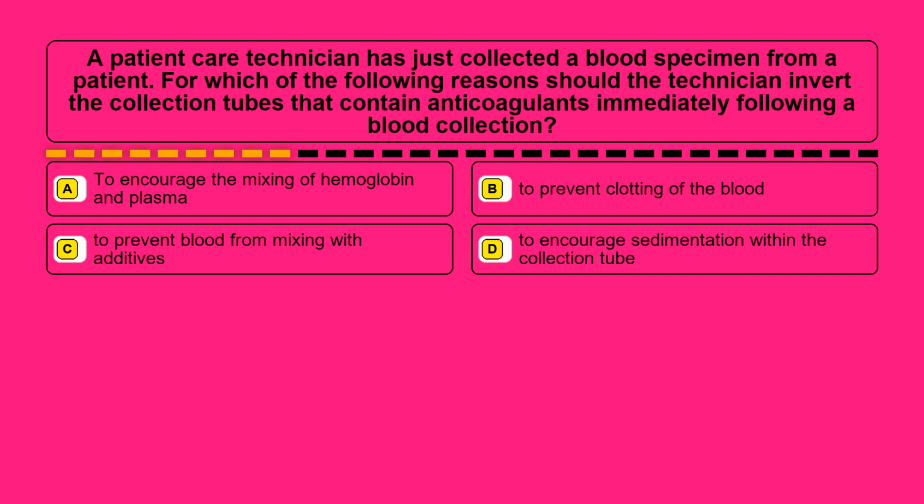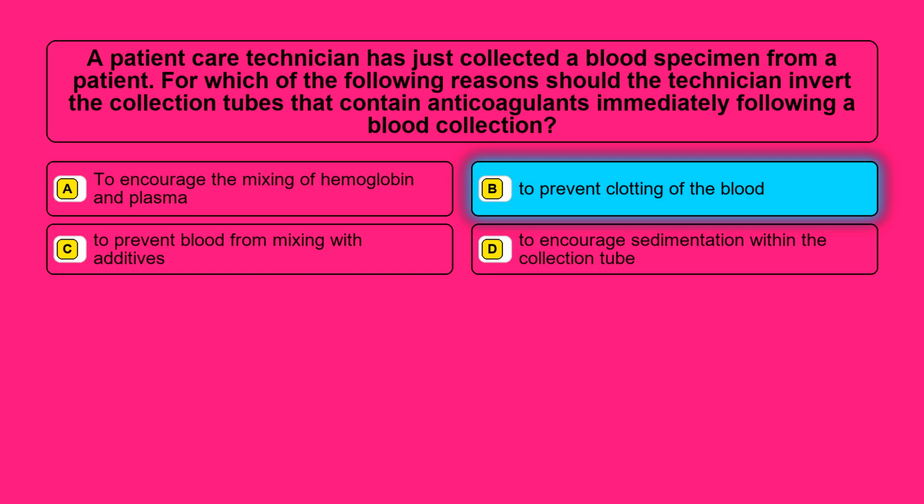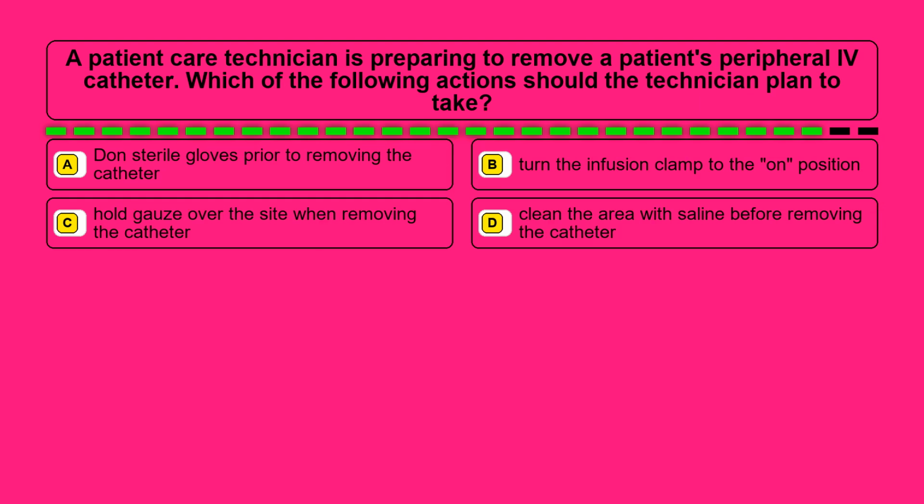Option B, to prevent clotting of the blood. Option C, to prevent blood from mixing with additives. Option D, to encourage sedimentation within the collection tube. The correct answer is option B, to prevent clotting of the blood. Question 72. A patient care technician is preparing to remove a patient's peripheral IV catheter. Which of the following actions should the technician plan to take?